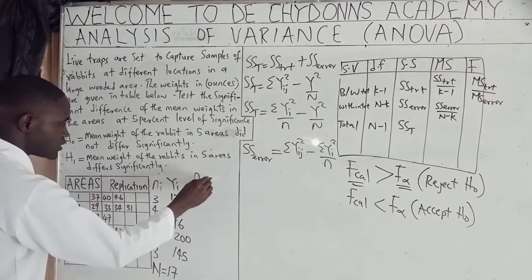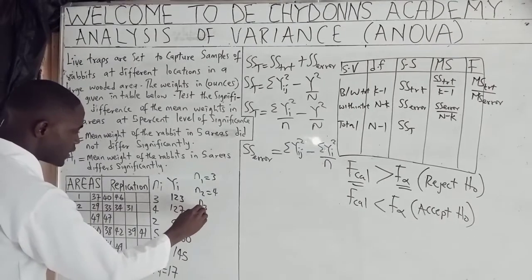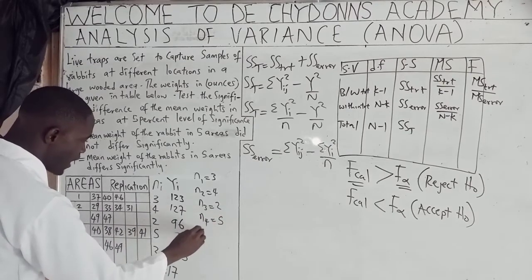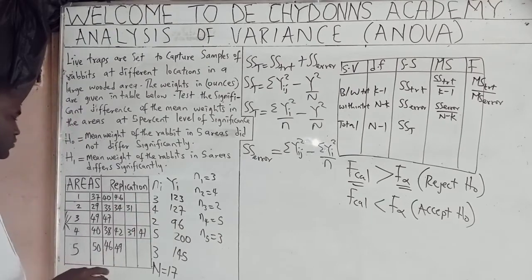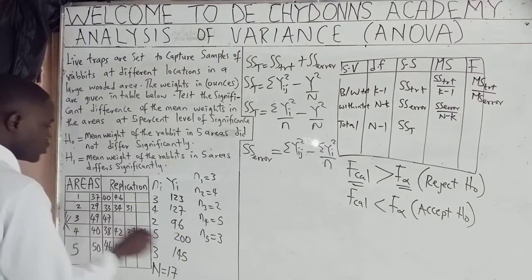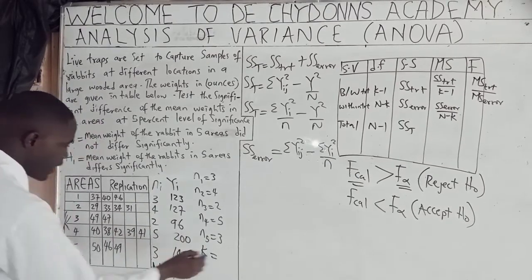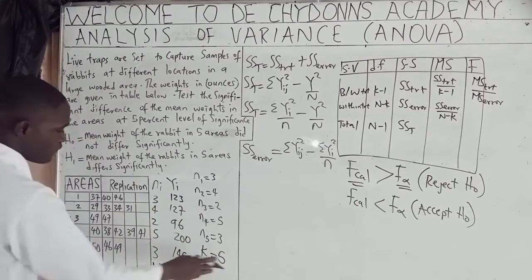First n is 3, second n is 4, third n is 2, fourth n is 5, and fifth n is 3. These are the individual values of n. Okay? Then, for your k, you say that k is equal to how many? 1, 2, 3, 4, 5. You say 5. So you have gotten your k to be 5.